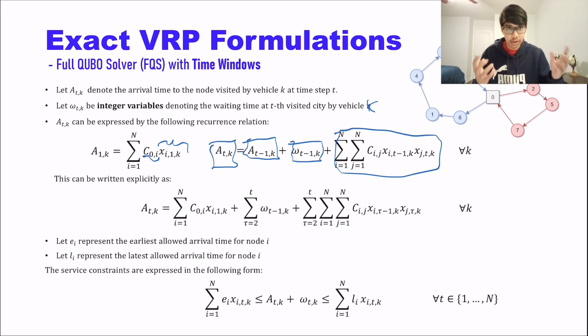So like I said, we have an earliest possible arrival time for each node. So that's represented by the letter E. And the latest allowed arrival time is represented by the letter L. And we want to bound our variables A_tk plus omega_tk. We want to bound this between the earliest and latest arrival time for a given node.